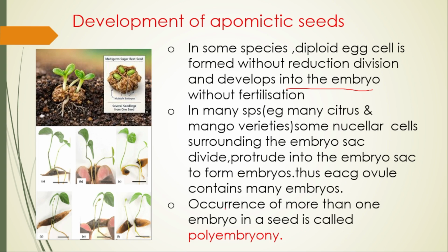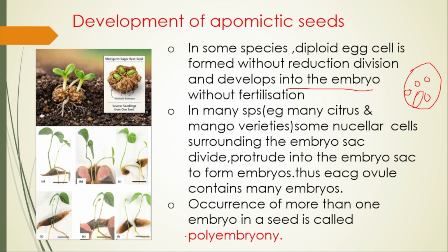What happens in a few of the species, if I say there is a nucellus and here is the embryo sac: whatever nucellus cells are there, if they protrude into the embryo sac, there will be a formation of multiple embryos, which condition itself is called what? Polyembryony. Poly means many, embryos means embryos.